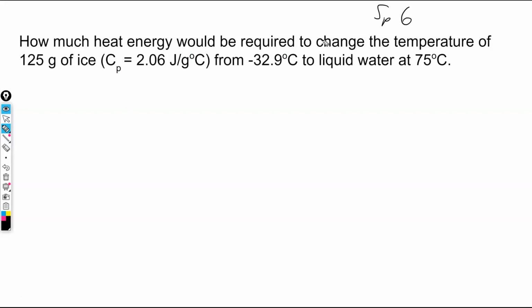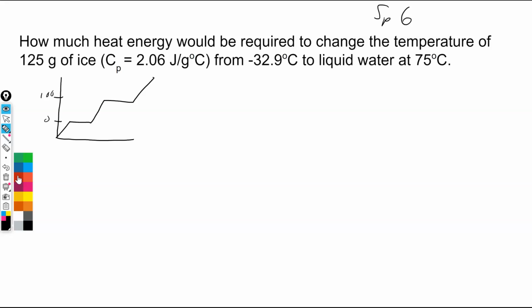But now I want to figure out how much heat energy is needed to change the temperature of 125 grams of ice from negative 32.9 degrees Celsius to liquid water at 75. So again, we're going to look at my little handy dandy graph. This was 0. This was 100. So now I am essentially at this point and I want to get to this point. So for the total energy from those 2 points, I'll put Q total.